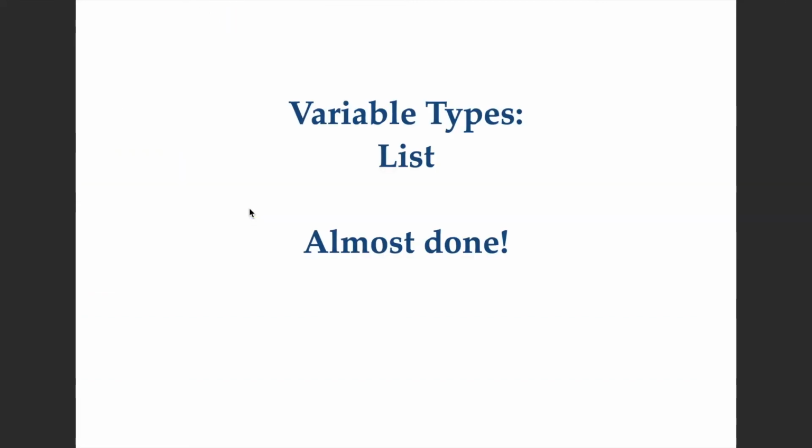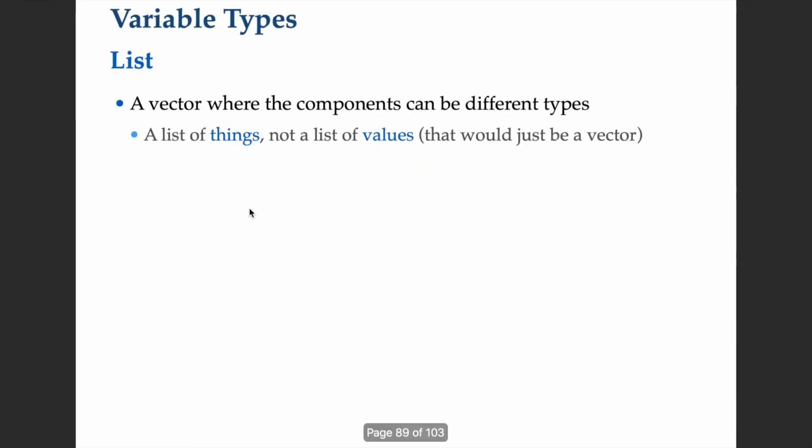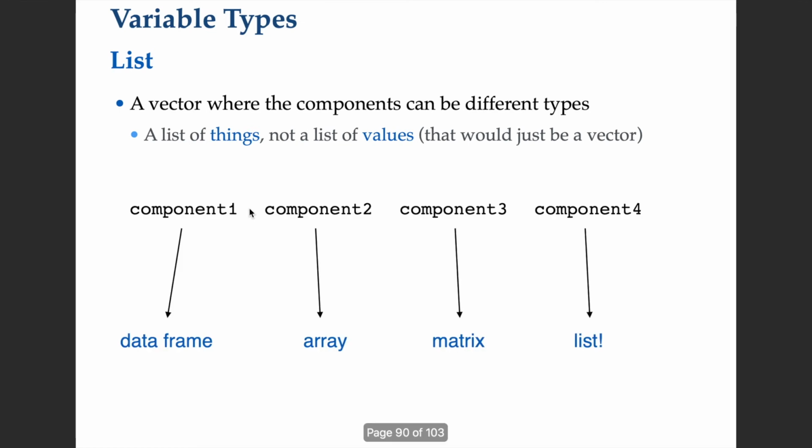Okay, there's one more type of variable that I want to talk about, and these are called lists. So lists can be a little tricky to get your head around. A list is a vector where the components can be different types. So a list is a list of things, not a list of values, right? A list of values would just be a vector. But a list is a list of things. And again, that's abstract, so let's look at an example.